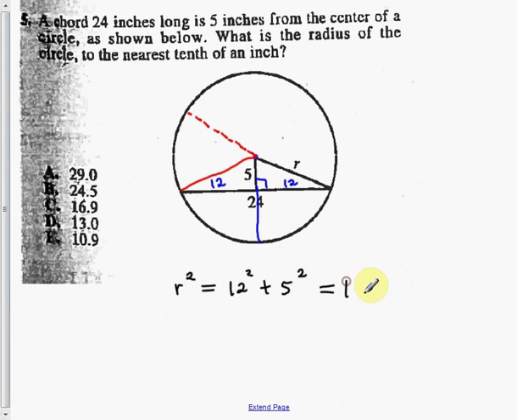So this is 144 plus 25. So R is equal to, and that's just 169. So R is equal to the square root of 169. What is that? 13. Yep. 13 squared is 169.